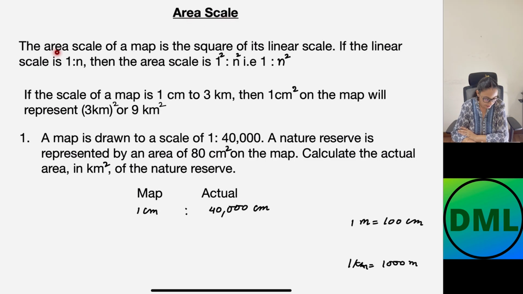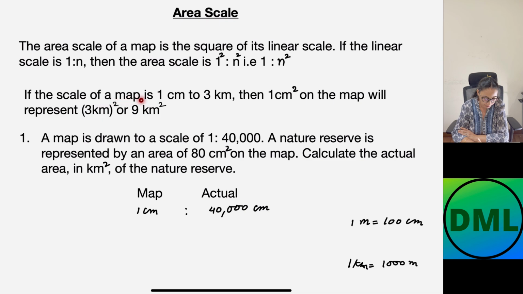Area scale. The area scale of a map is the square of its linear scale. That means the linear scale you have to square it. If the linear scale is 1:n, then the area scale is given by squaring both sides. So it will be 1 squared is to n squared. 1 squared is 1 only, and is to n squared. So this is your area scale.